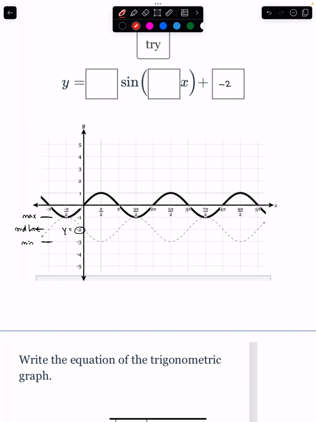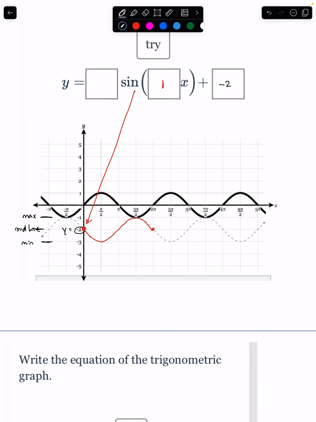All right, and then again, my graph is starting on the midline, so that's what tells me that it's going to be a sine curve and not a cosine curve. All right, so the sine curve always starts on the midline. It completes one full cycle, one full period at 2 pi. So the period is just 1, so that, like I said, we're not going to mess with the period just yet.